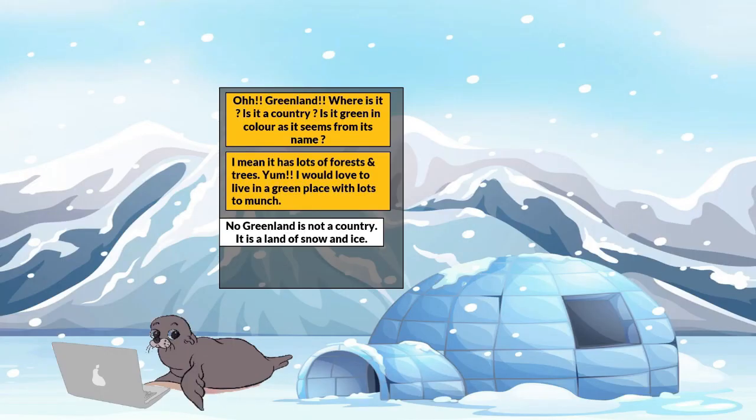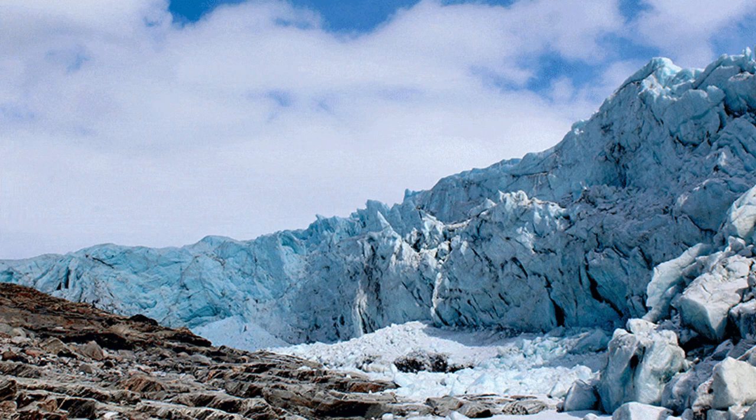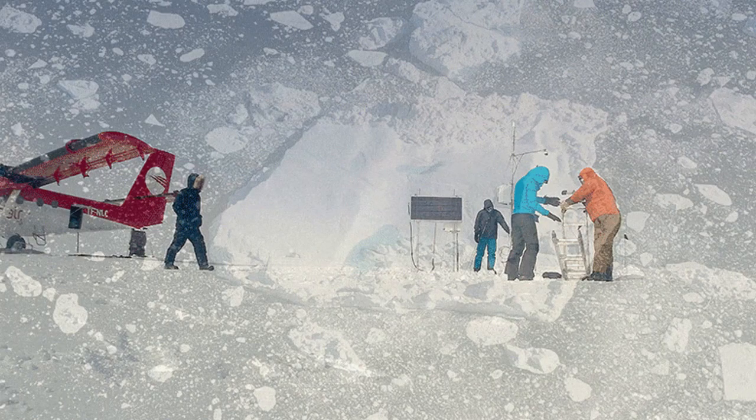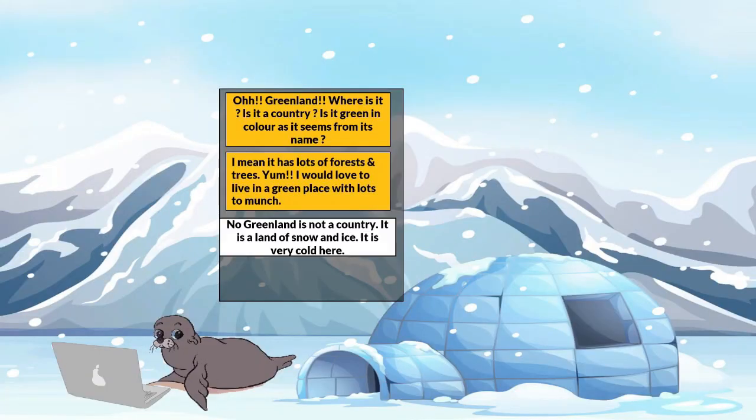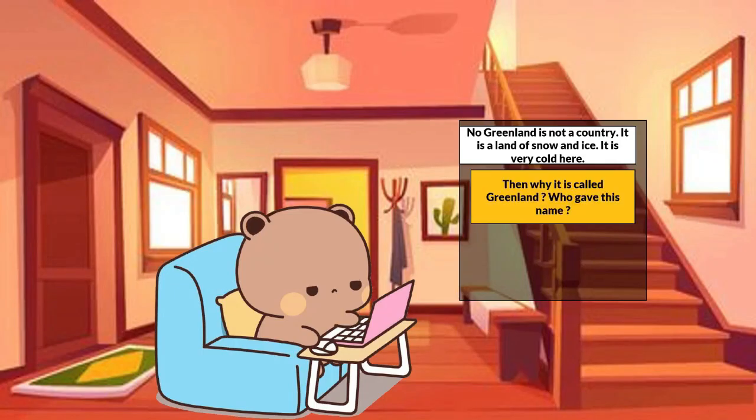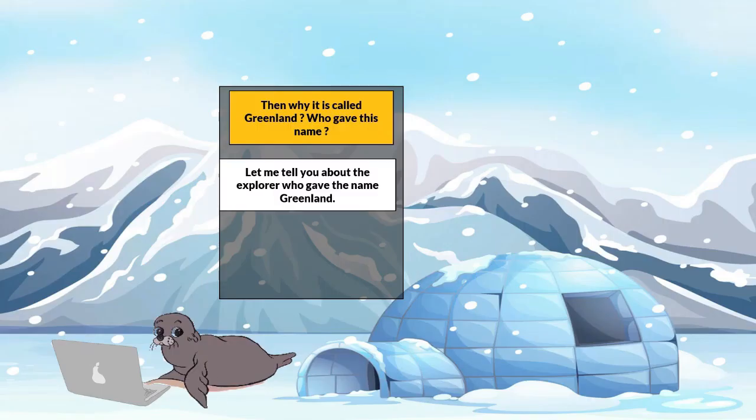No, Greenland is not a country. It is a land of snow and ice. It is very cold here. Then why it is called Greenland? Who gave this name?